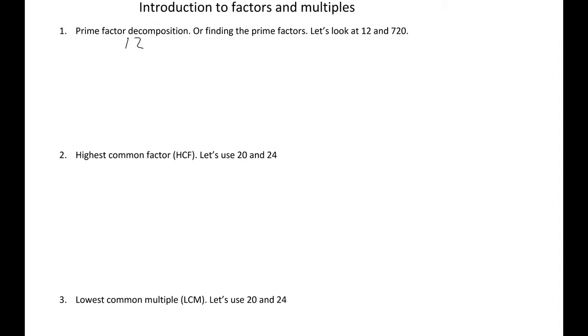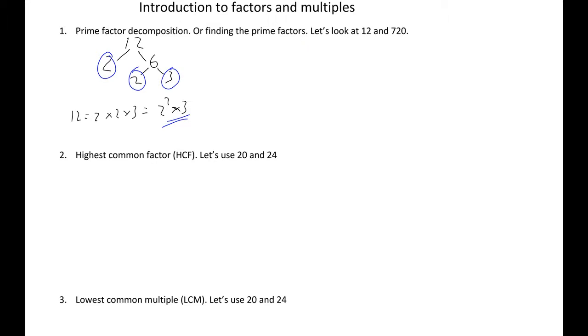Looking at this, I can see 2's go into it. Dividing 12 by 2, I get 6. 6 I know is 2 times 3. So these are the prime factors, because these are all prime numbers, of 12. So 12 is 2 times 2 times 3, but it's 2 squared times 3. And that is how we'd leave it. It's in power form, and it's a product, and all the numbers here are prime.